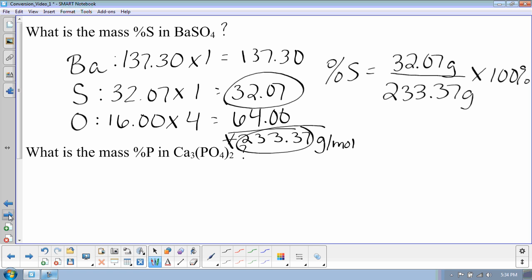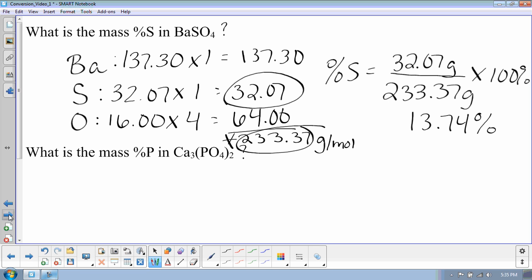So if I take 32.07 and divide by 233.37, I'm going to get 0.1374, and I'm going to end up multiplying that by 100, and I'm going to get 13.74%. So 13.74%, which makes sense, as barium has a pretty large mass, and oxygen is larger than sulfur. It should be a fairly low percentage, which it is.